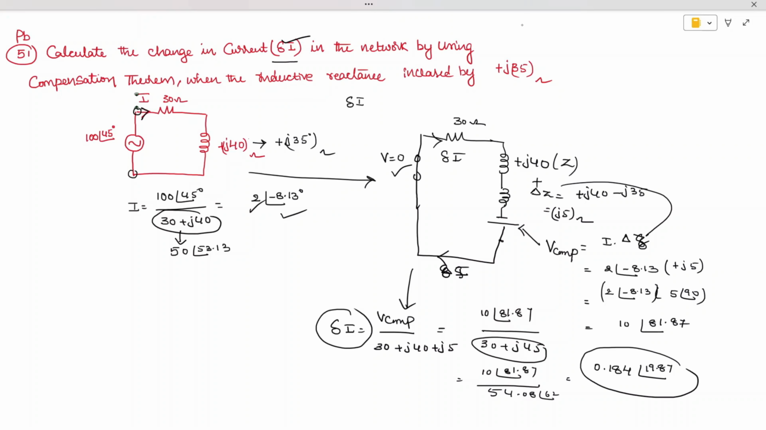Very simple. Just write down the original current of the network, then introduce a compensating voltage in this branch and write down the change in impedance also, and then find the change in current using normal current. Here it is very simple because the change is all in one branch. It's very simple to solve. Hope you are able to understand.